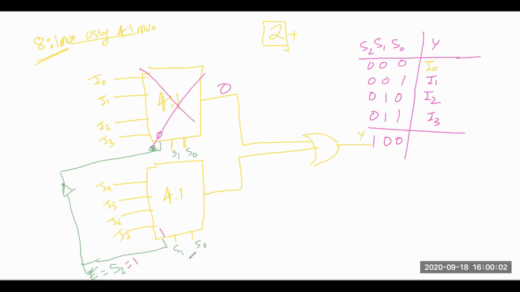The things will depend upon this S1 and S0 and this 4 is to 1 multiplexer. If you are giving 0 0, you will get I4 here. And after this OR operation, you will get I4 at the end. So here you are getting I4.